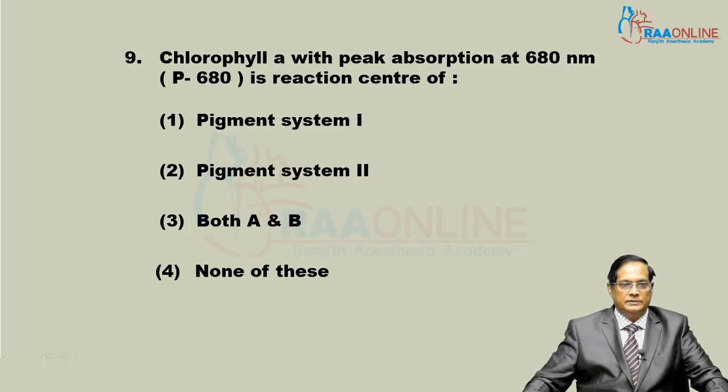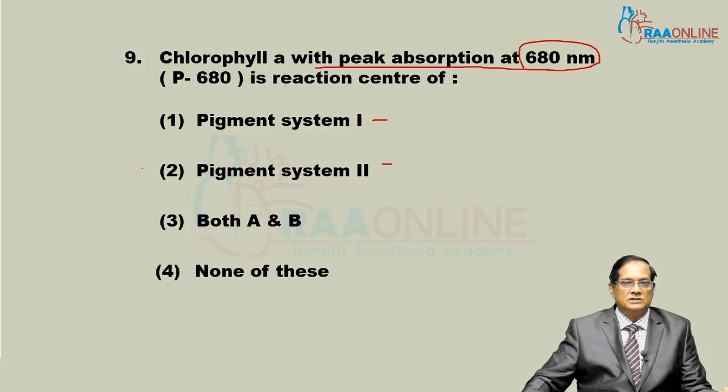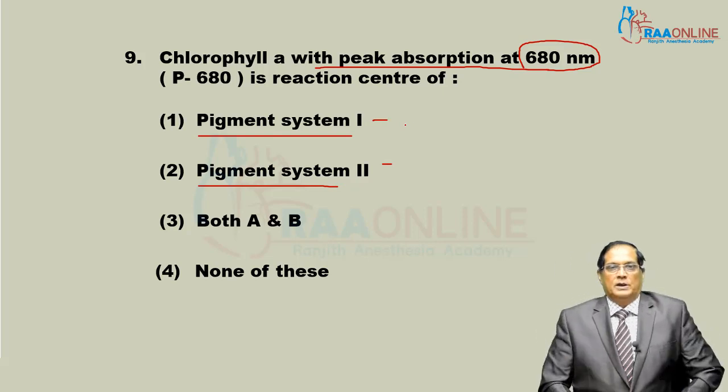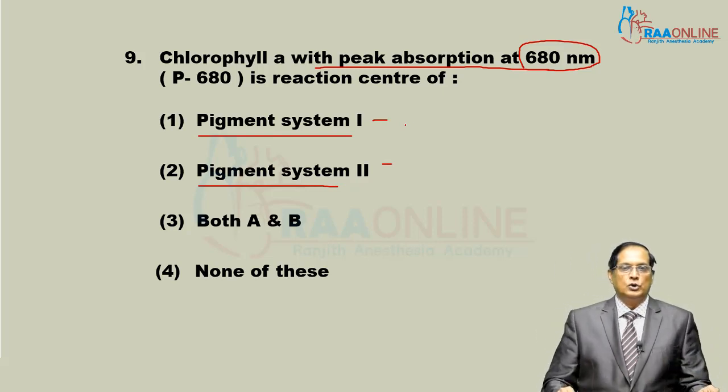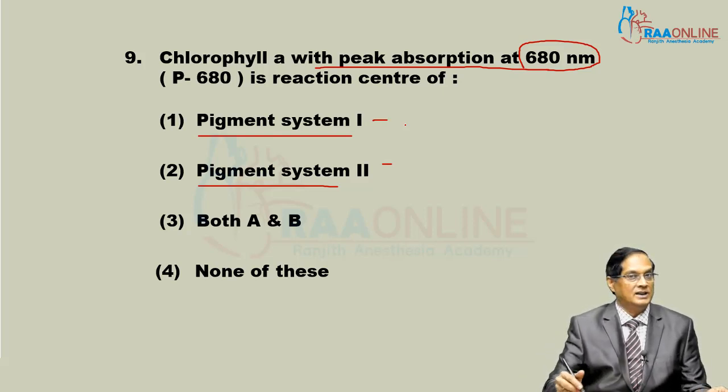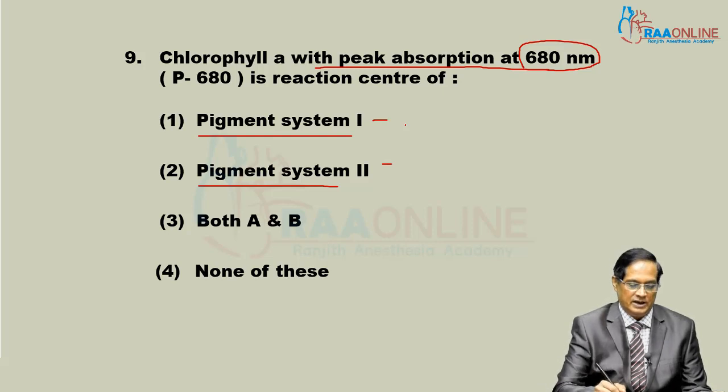Question number 9. Chlorophyll A with weak absorption, peak absorption 680 nm. Actually, there are two pigment systems in plants, pigment system 1 and 2. They are also called photosystem 1 and 2. These photosystems are actually bundles of pigments: 200 chlorophylls, 50 carotenoids, electron carriers and one specific form of chlorophyll A.